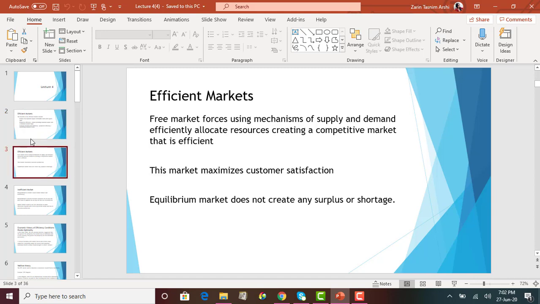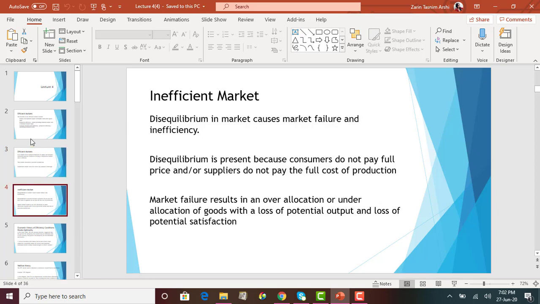So equilibrium market will not create any shortage or surplus. Whenever we have an equilibrium in the market, you saw it in last lecture also, in lecture 3, when we have equilibrium, the quantity demanded is equal to your quantity supplied. There is no shortage or there is no surplus in the market.